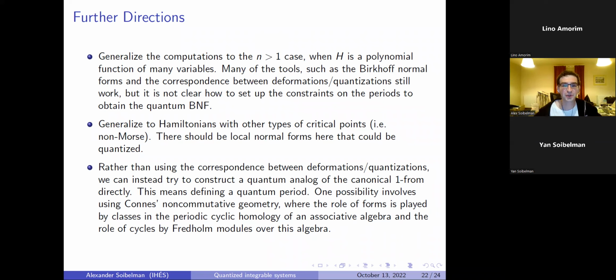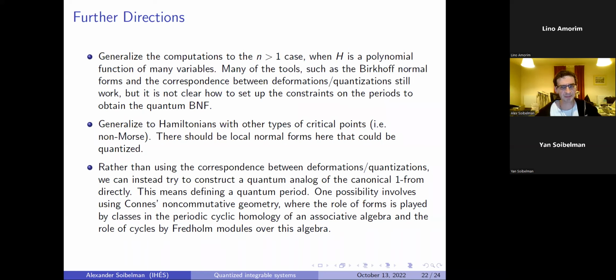And so you can somehow try to define these non-commutative periods or this non-commutative canonical one form directly without going through formal deformations. But for that, you need some analysis, it's not just a formal thing, because of this Fredholm module. In the n equals 1 case, at least, maybe it's possible to just do the cohomology class part of it and not quantize the cycles at all. So it might be possible to simplify it and not have to worry about the Fredholm modules and the analysis.